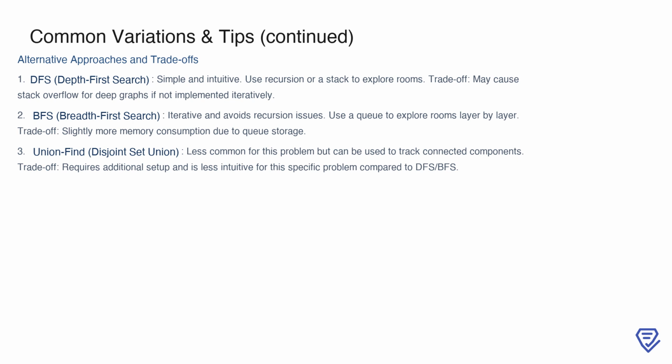A less common but valid approach is union find, or disjoint set union. This method is particularly useful for tracking connected components in a graph. While it's an interesting alternative, it requires extra setup and might feel less intuitive for this specific problem compared to the simplicity of DFS or BFS. Each approach has its pros and cons, so the choice often depends on the problem constraints and your personal preference.